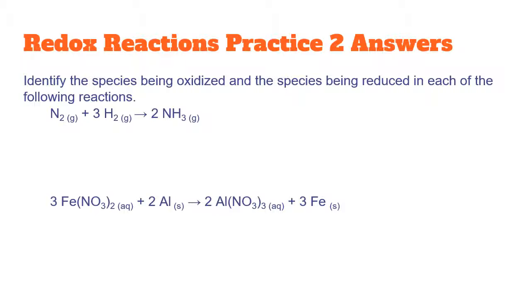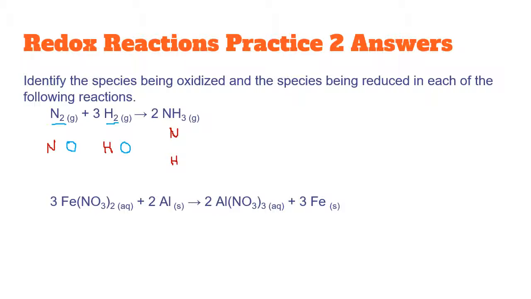Here we have some more practice figuring out which species is being oxidized and which is being reduced in a redox reaction. So remember that we want to start by listing out all of the elements on each side and finding their oxidation numbers. So here we're starting with nitrogen and hydrogen, and on the product side, nitrogen and hydrogen. Now, N2 is elemental form, so it's going to have an oxidation state of 0. Same with H2, those are both diatomics. Elemental hydrogen, oxidation state of 0.